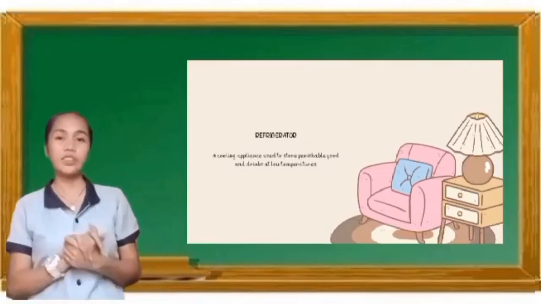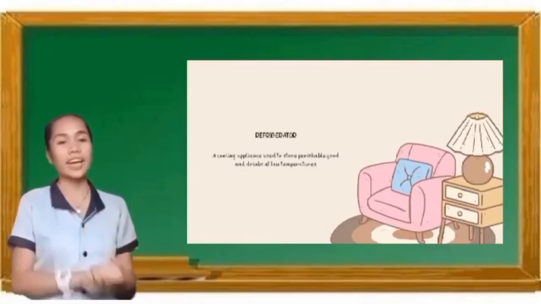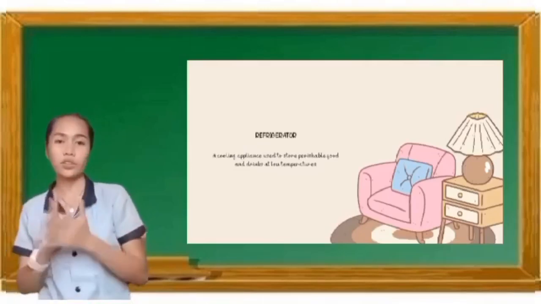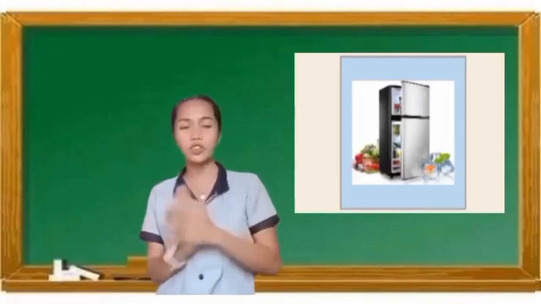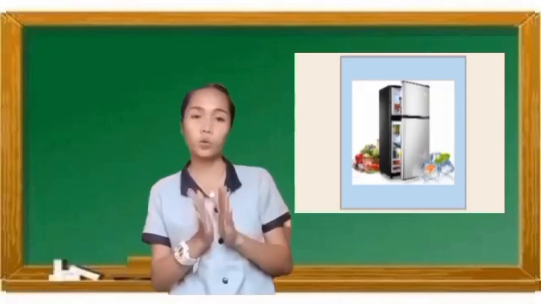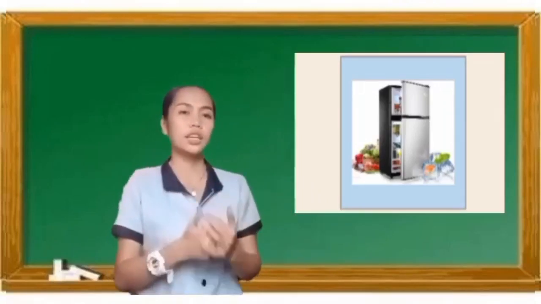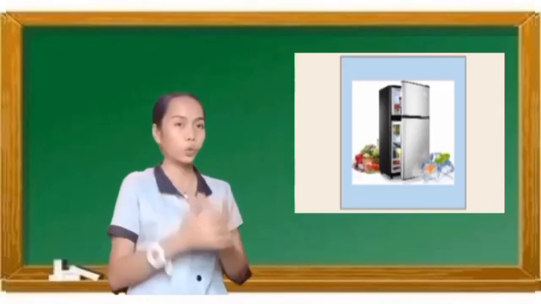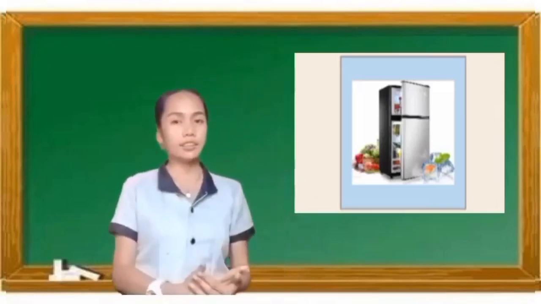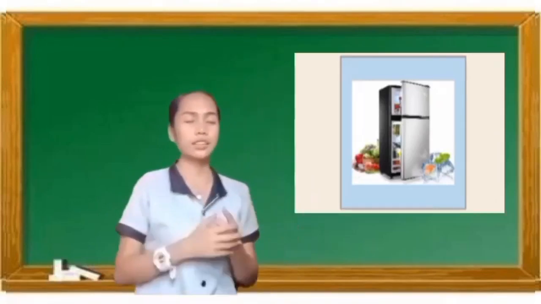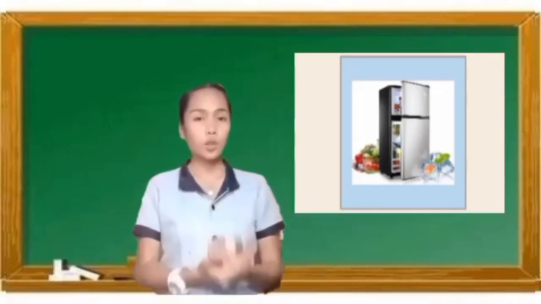Next, we have a refrigerator. A refrigerator is a cooling appliance used to store perishable food and drinks at low temperature. For example, if we want to drink cold water, we put it in a refrigerator for cooling. And also meat, we need to put that in a refrigerator too.